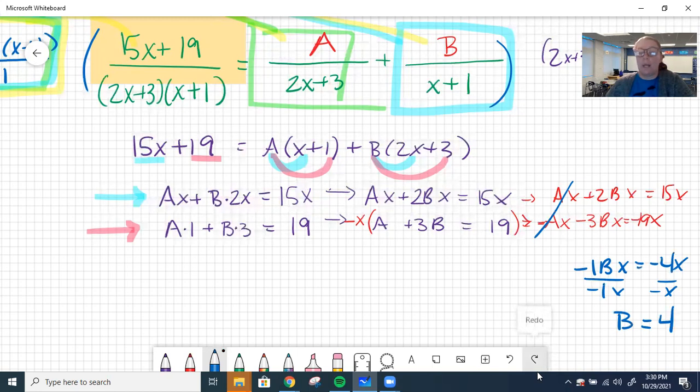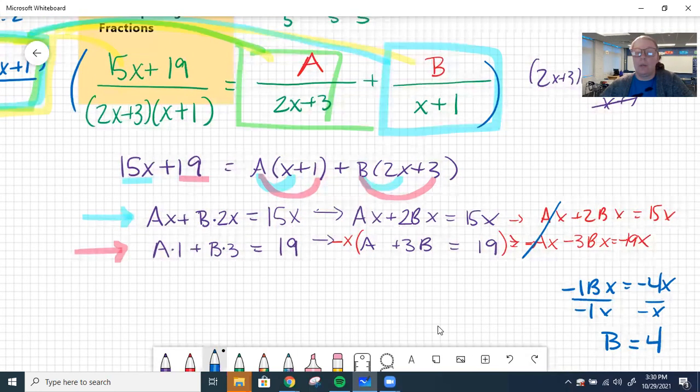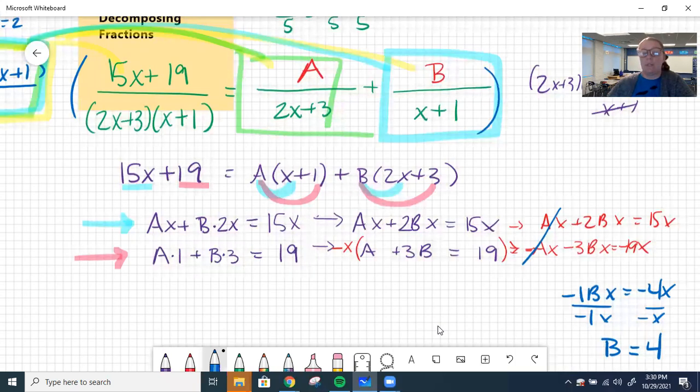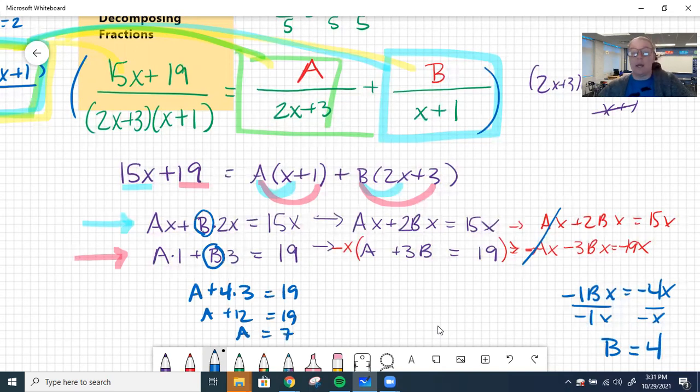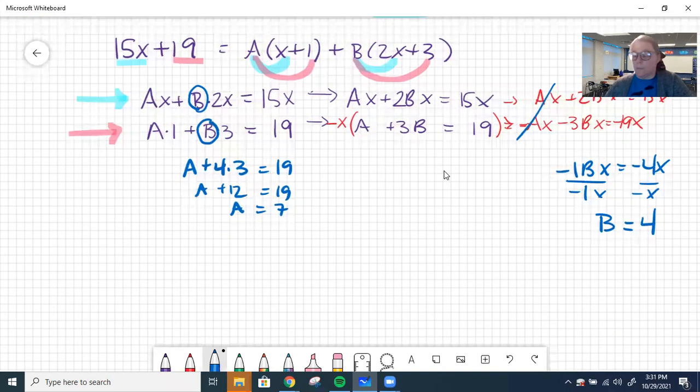Okay, now I also want to know what a is. So the whole point of this, if we go back up here, is to figure out my a and my b. So right now I know the b should be 4. I need to know what the a is. So I'm going to go back to this system right here, and in place of either here or here, it doesn't matter. You can do it in either place. I'm going to put 4 in for b. So I have a times 1, so a plus 4 times 3 equals 19. So a plus 12 is 19. So a is 7.